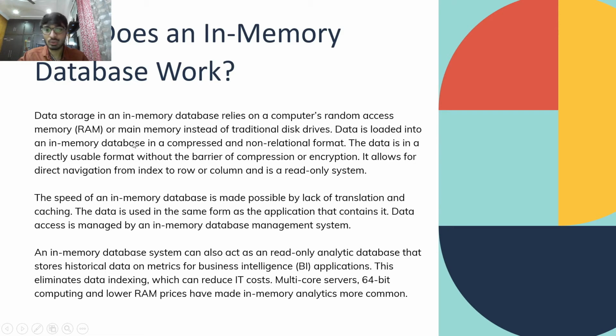Data is loaded into an IMDb in a compressed and non-relational form. The data is in a directly usable format without the barrier of compression or encryption. It allows for indirect navigation from index to row or column and is a read-only system. The speed of an IMDb is made possible by lack of translation and caching. The data is used in the same form as the application that contains it. Data access is managed by an IMDb system.